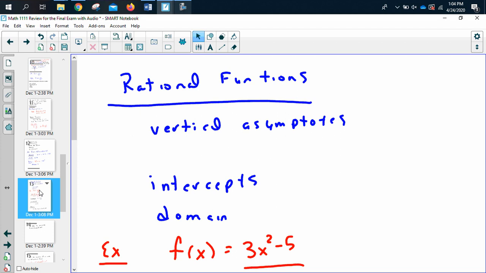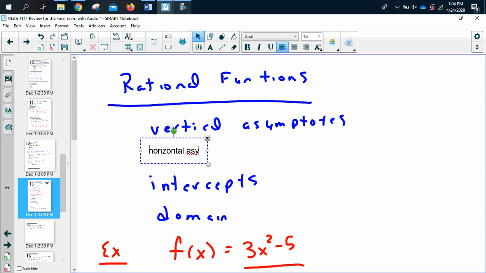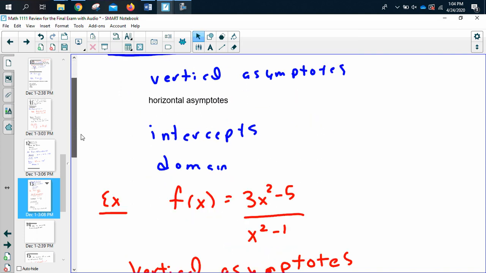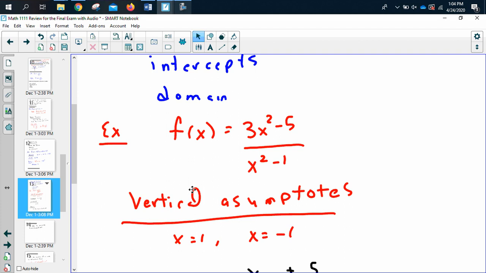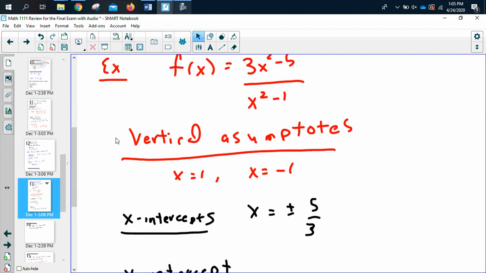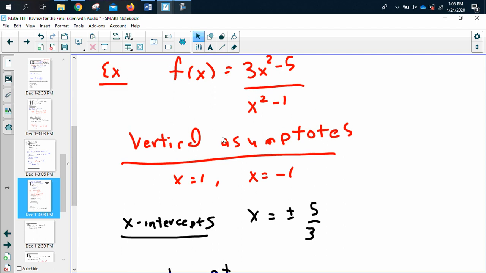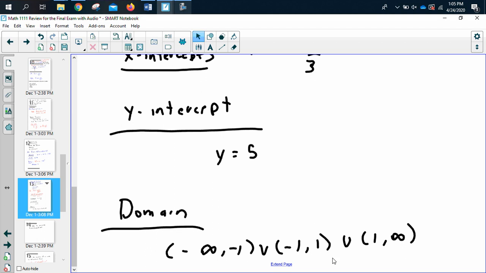Let's see, rational functions. The big thing were the vertical and horizontal asymptotes. So I should probably write in here horizontal asymptotes as well. And be able to find the intercepts and the domain. So here is an example, and you can work it out, but these are the vertical asymptotes, and this is a problem for you to work out. Okay, I didn't work it out. Here are the x-intercepts and the y-intercept and the domain.